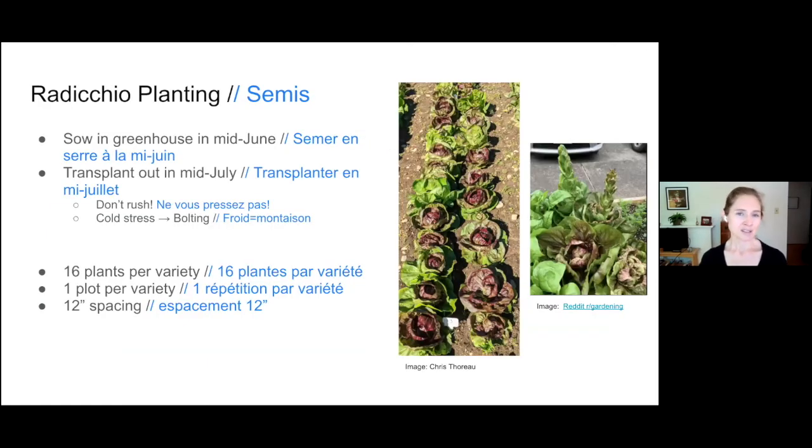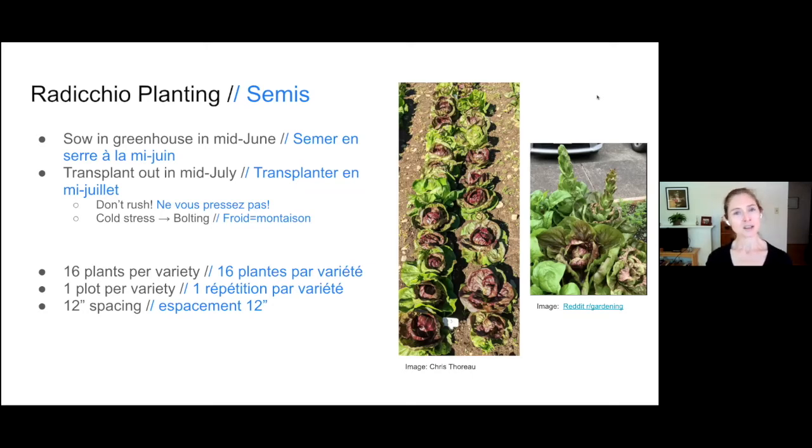So the recommended time for sowing Radicchio is to sow in the greenhouse in mid-June, around the summer solstice, and to transplant out roughly a month later. It is important not to rush this. The young plants are cold sensitive, and if they get chilly, they are more prone to bolt, like this photo on the right here. So it's good to resist planting too early, even though there are plenty of crops that can tolerate cold temperatures. So good to wait.